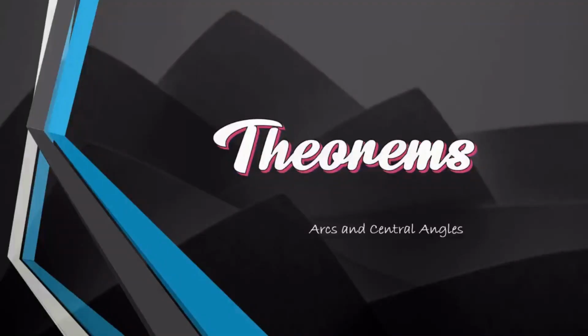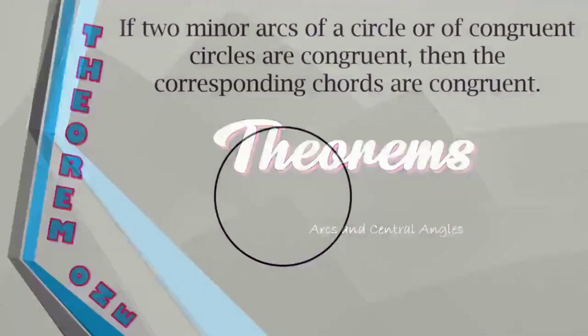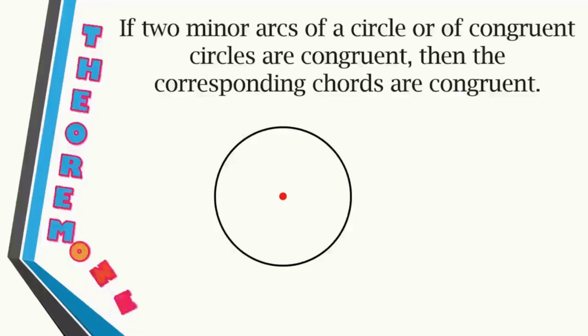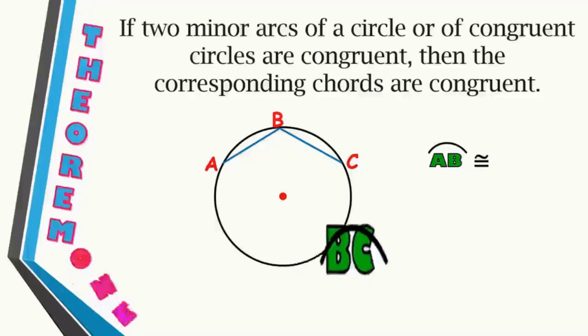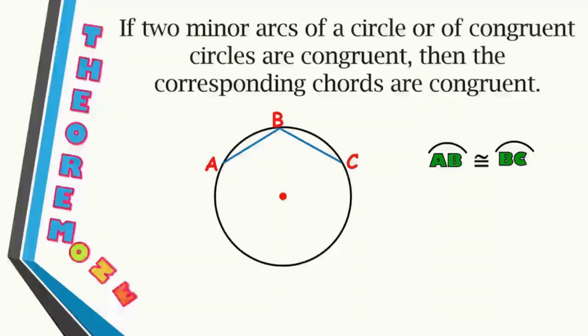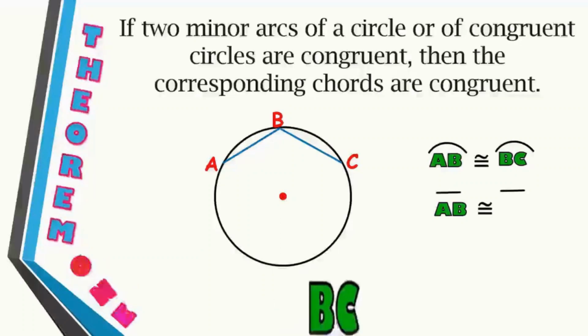Now, let us proceed to the theorems that will help us to understand the relationship between the arcs and central angles of a circle or any congruent circles. Theorem number 1. If two minor arcs of a circle or of congruent circles are congruent, then the corresponding chords are congruent. Now, if that will be the figure, then we can say that arc AB is congruent to arc BC. Now, since ang katapat ng arc AB ay line segment AB at ang katapat ng arc BC ay line segment BC, then we can say that line AB is congruent to line segment BC.